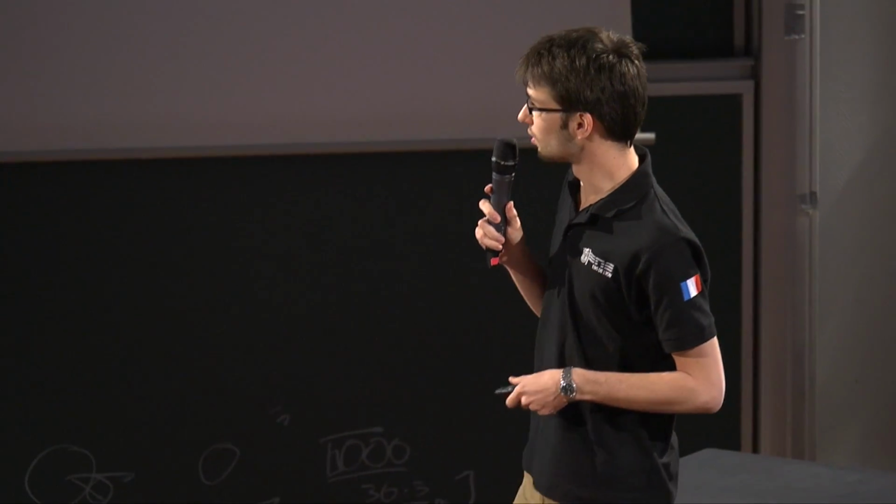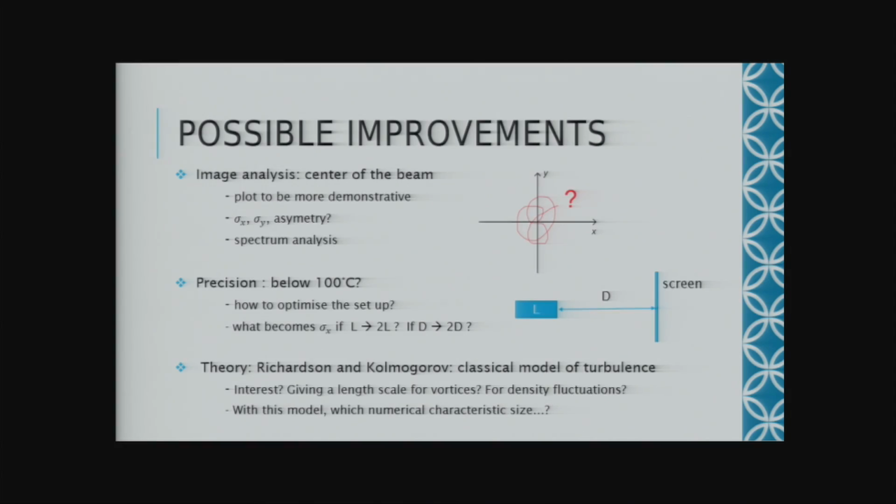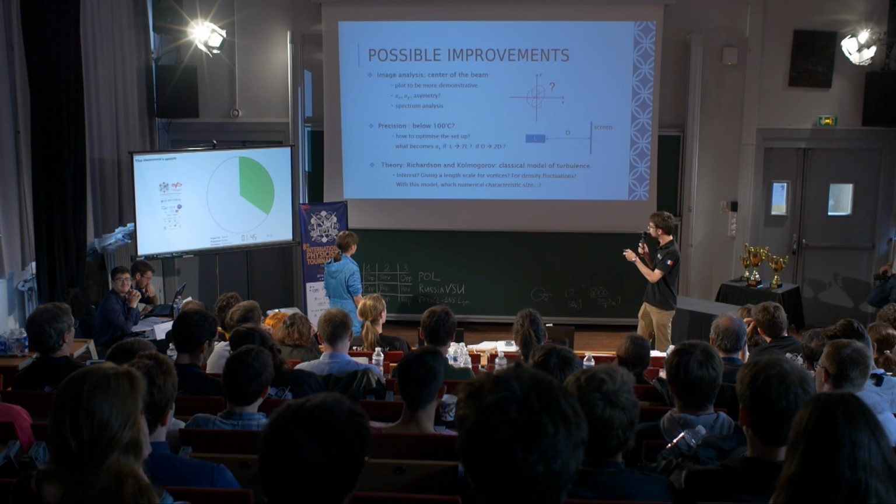But we also noticed some possible improvements. So first, I would like to come back to this image analysis, considering the center of your beam. Why not show us some plot of the center of the beam, in an XY graph for example, to see if there is an asymmetry between the standard deviation in X and in Y? What are the typical standard deviations in both directions? And maybe a spectrum analysis, because you don't talk about the frequency of this variation, and I think it might be interesting.